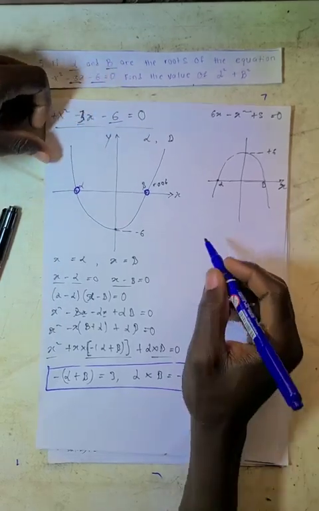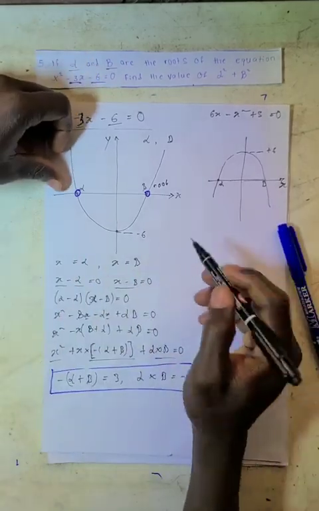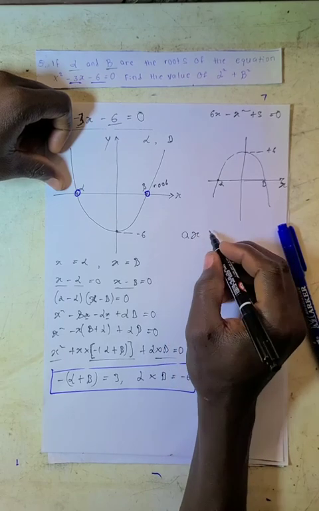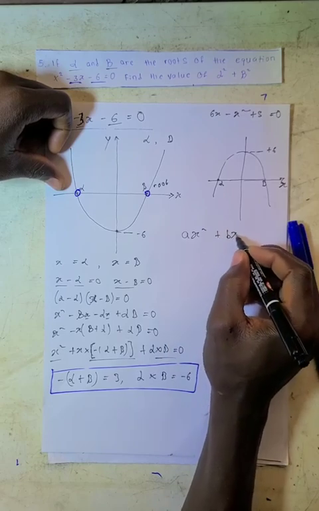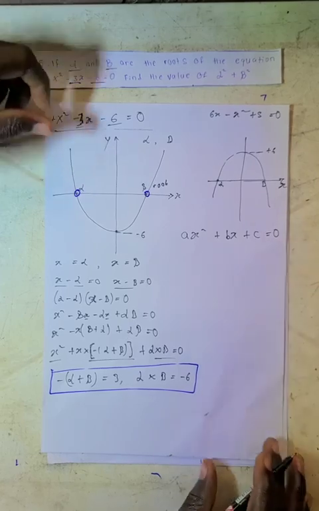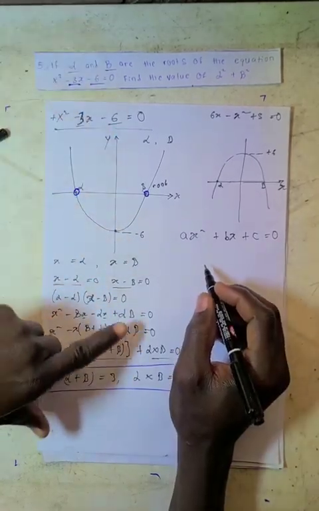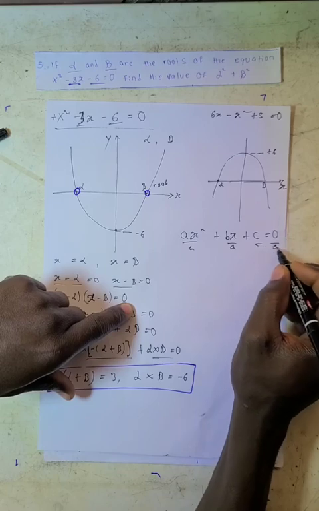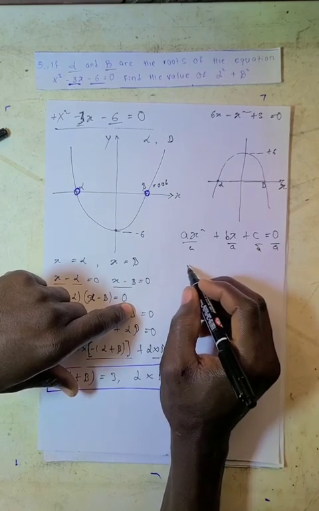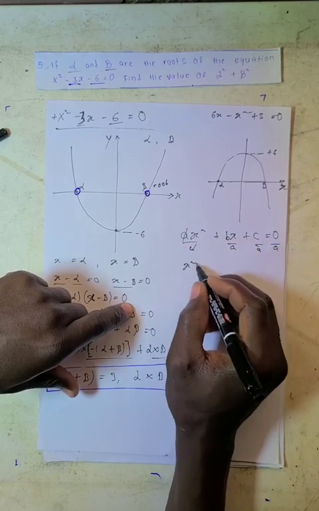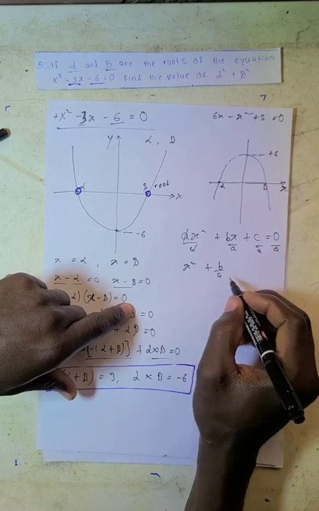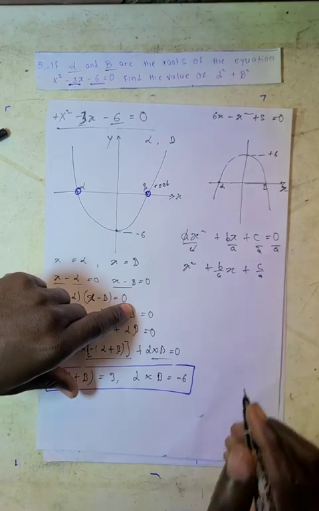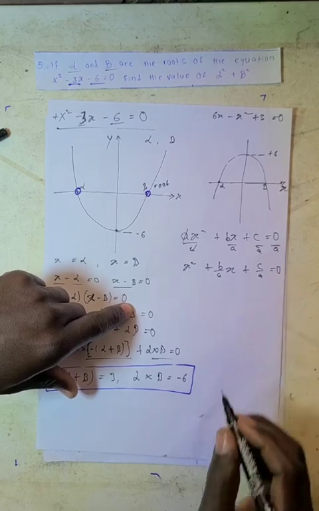Then another thing, the general equation for a quadratic equation is ax² + bx + c = 0. Now look at this. If we divide everything by a, our a will cancel a, and we get x² + (b/a)x + c/a = 0.